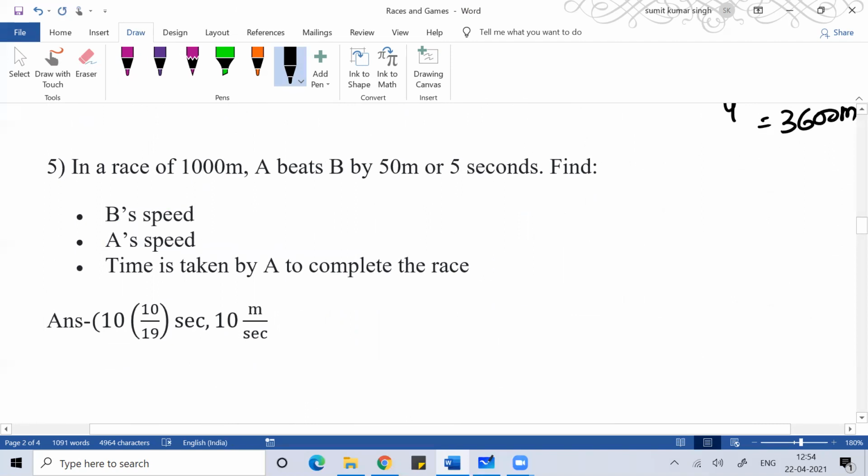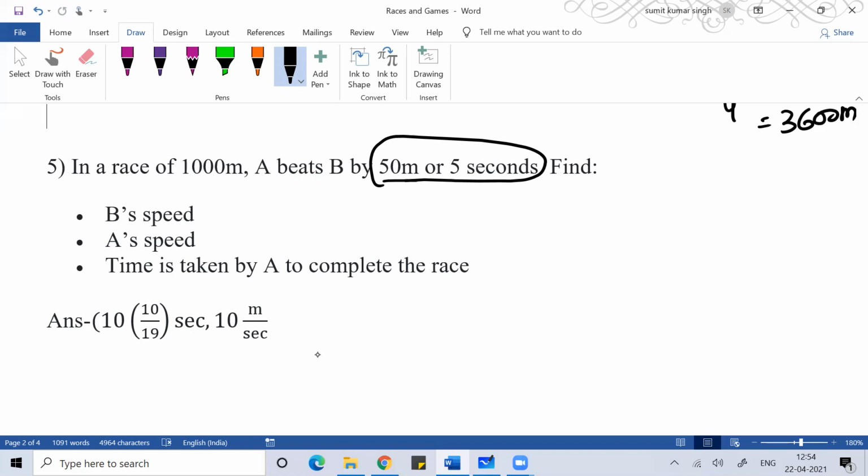So you can see the next question. In a race of 1000 meter, A beat B by 50 meter or 5 seconds. So when A reached the finishing line, when A reached 1 kilometer, B is standing at 950 meter, and to cover the next 50 meter, B is going to take 5 seconds.